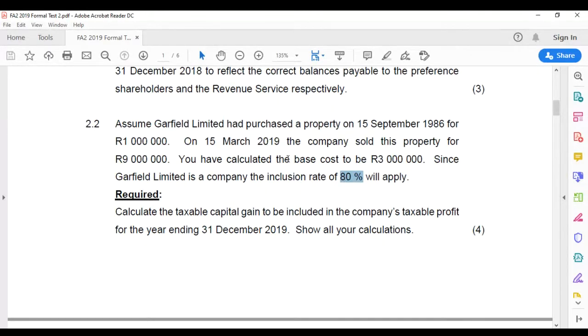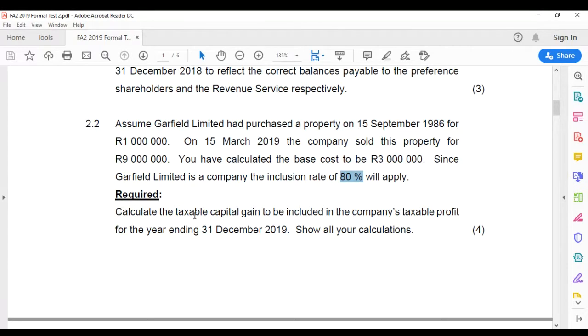So that means 80% of that capital gain, which we've just said is 6 million rands, will be included in our taxable profit before we calculate our income tax expense. So we're simply going to take the 6 million rands difference, the increase in the value of the asset since the 1st of October 2001 when CGT came into effect until the date that we've disposed of it, multiplied by 80%. So 6 times 8 is 48. So it'll be 4,800,000 rands.